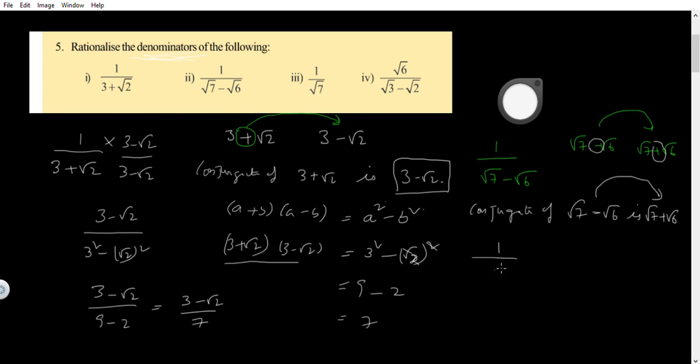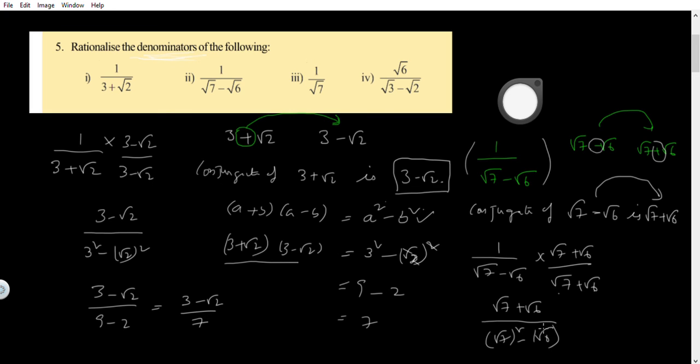Take the conjugate of this one. Here first I would like to write root 7 minus root 6. I will take its conjugate root 7 plus root 6 multiplied and divided with this fraction. Now 1 multiplied with this one we get the same thing, root 7 plus root 6, because 1 times root 7 is root 7, 1 times root 6 is root 6. Between we have plus, you should write plus. This is in the form of a minus b into a plus b. By this formula, a square minus b square, that is root 7 square minus root 6 square. Again, square and square root get cancelled. We get root 7 plus root 6 divided by 7 minus 6.